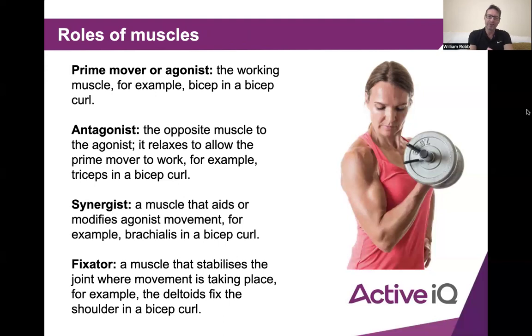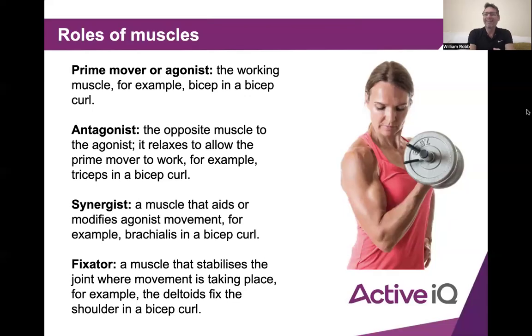Now, almost finished. We have what's called the fixator. A fixator muscle stabilizes a joint where the movement is taking place. So let's go back to our bicep curl. I want to do elbow flexion. We now know the biceps brachii is the prime mover. The tricep muscle group are the antagonists. The synergist is the brachialis. And now the fixator, the muscle that gives joint stability in this case, is the anterior deltoid. So that stabilizes the shoulder joint and the bicep on elbow flexion.